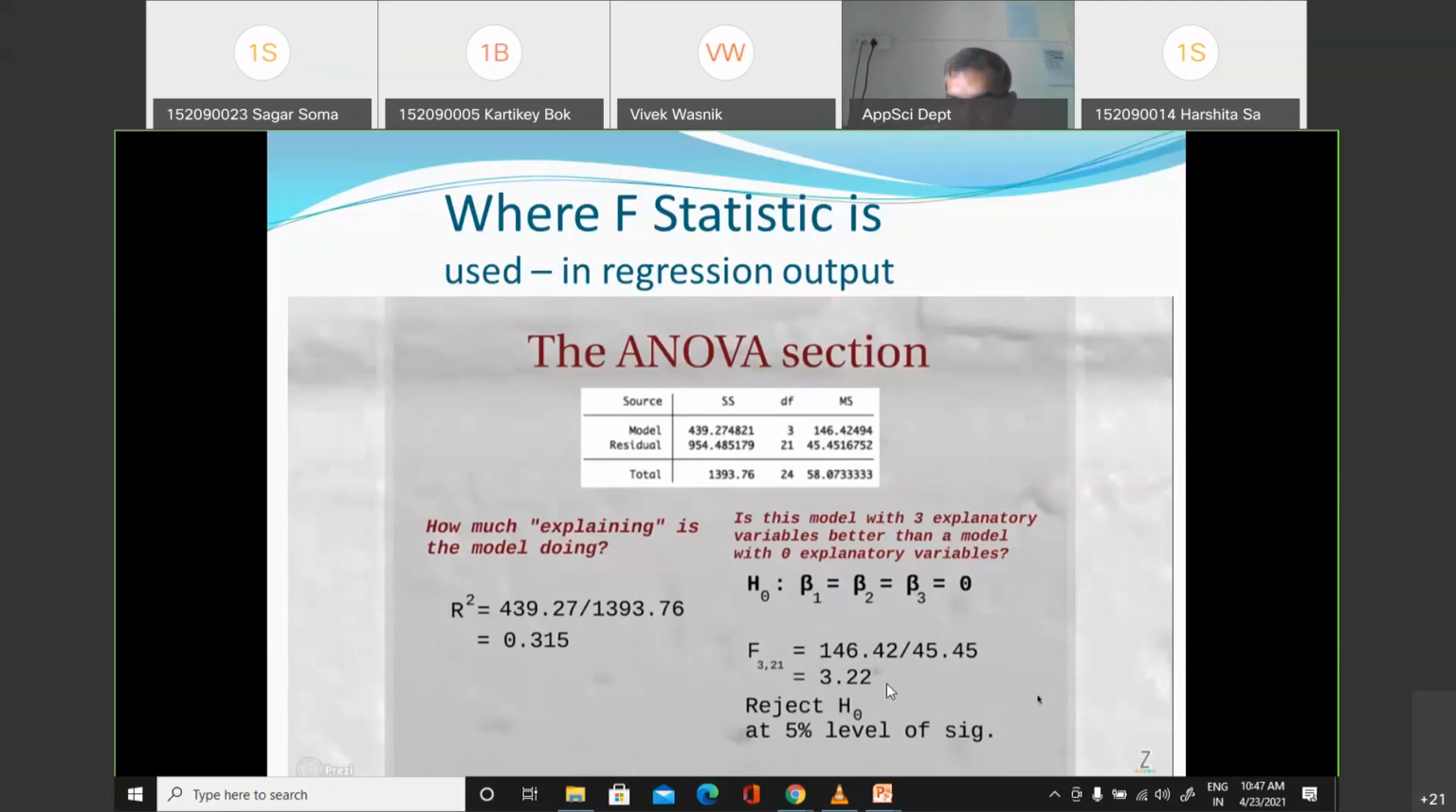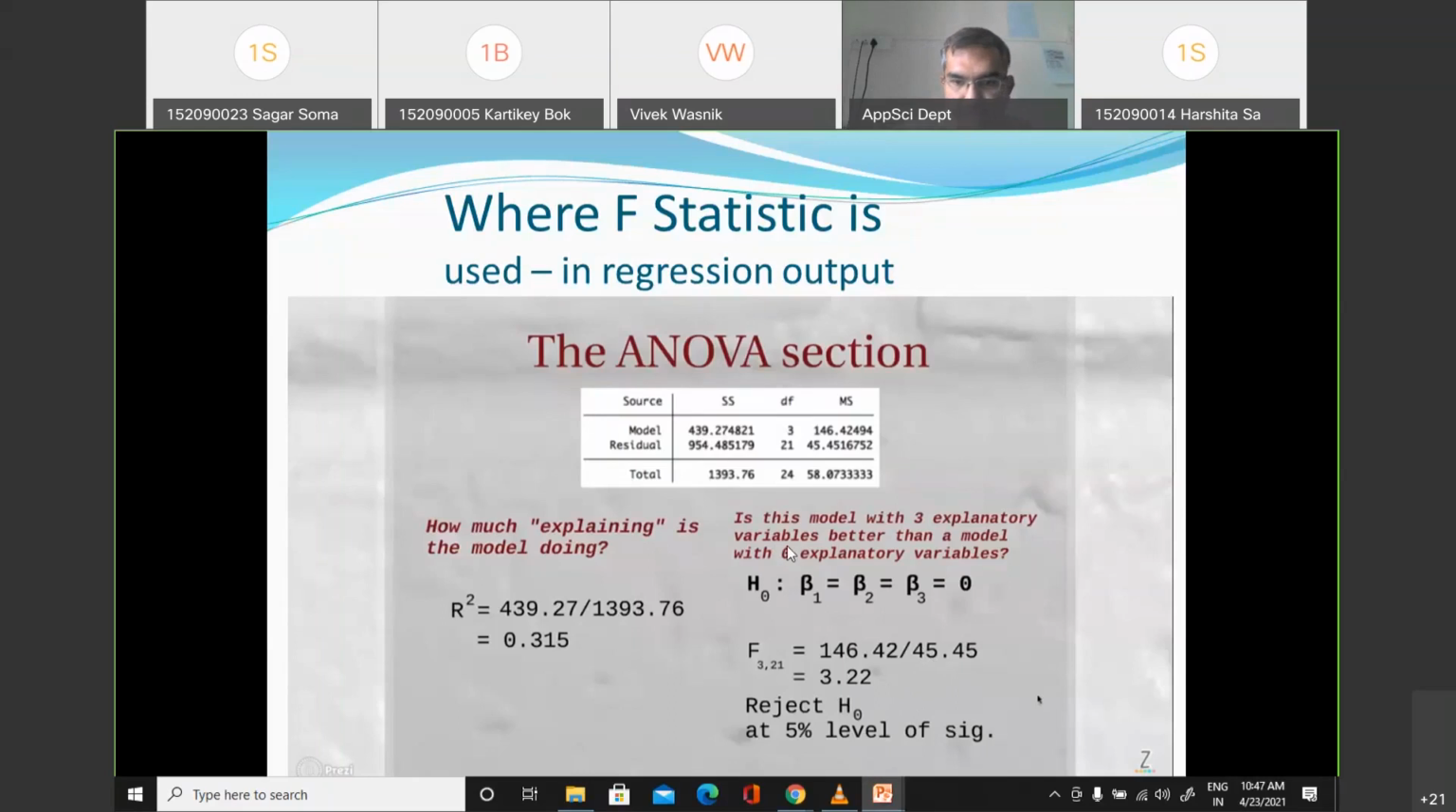And here it is in the rejection region. So we say that we reject the null hypothesis. The null hypothesis is that there is no difference between these models. When we reject that, it means there is a difference between these two models and our regression equation is indeed adding some value. Okay.